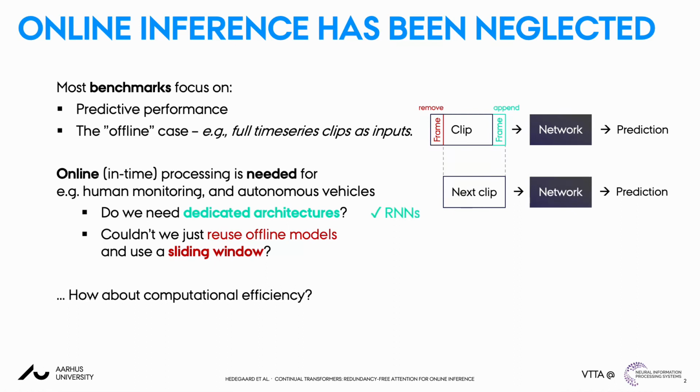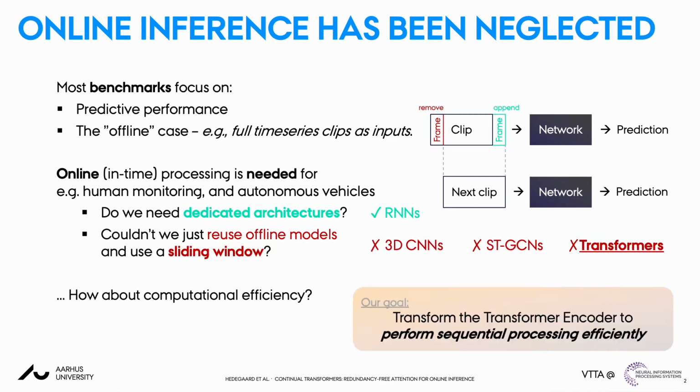A dedicated architecture such as an RNN would be efficient. However, we know that other model architectures can give better results. Most of these are, however, forced to use a sliding window approach, which is inefficient. In this work, our goal is to transform the transformer encoder to perform sequential processing efficiently instead.